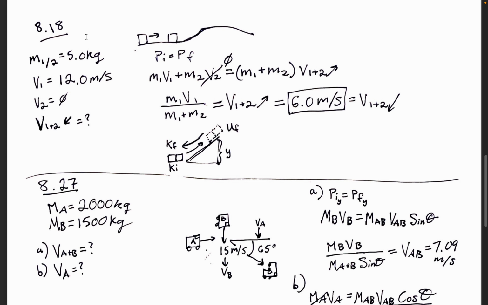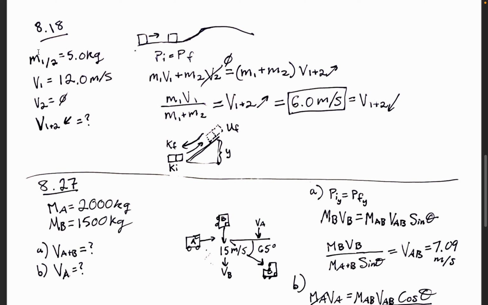Question 18. A 5.00 kilogram chunk of ice is sliding at 12.0 meters per second on the floor of an ice-covered valley when it collides with and sticks to another 5.00 kilogram chunk of ice that is initially at rest.